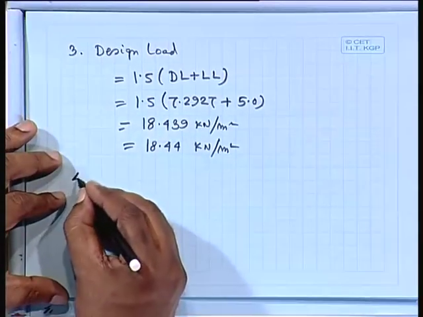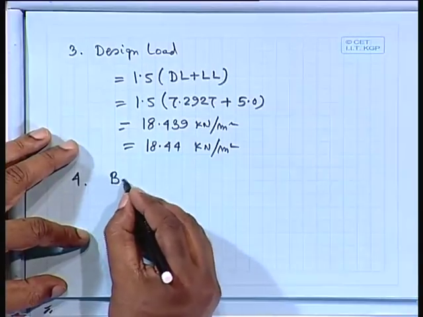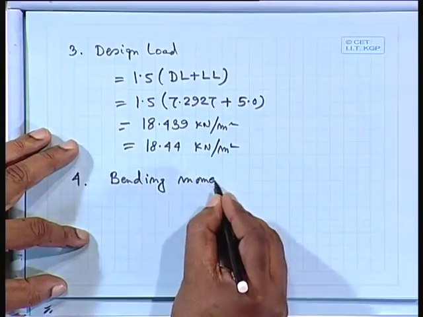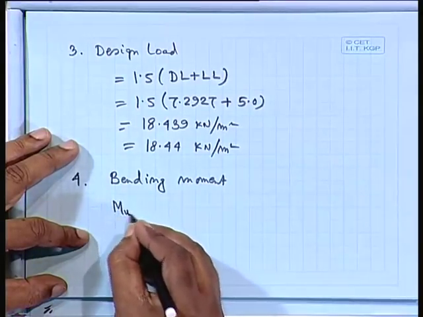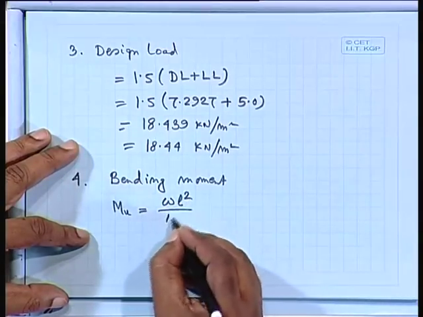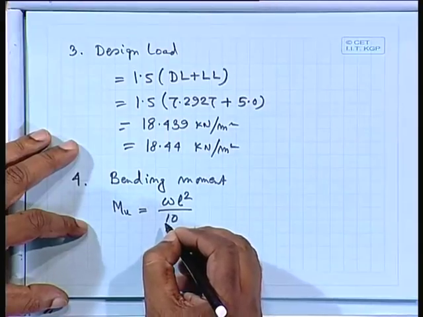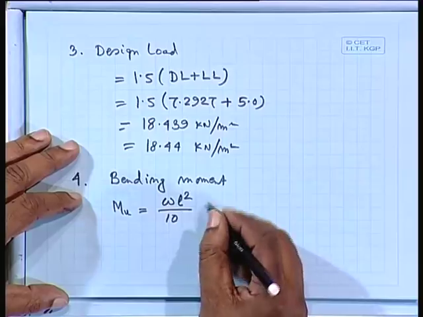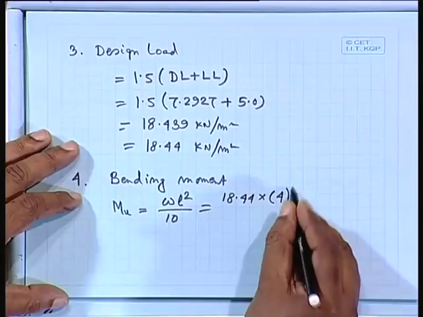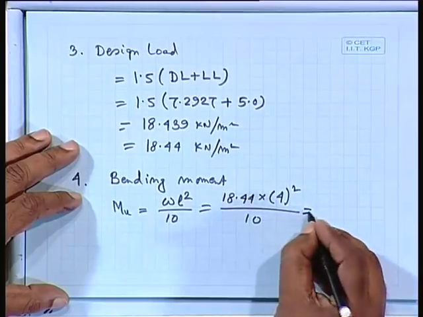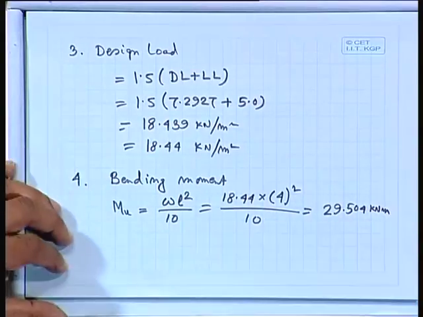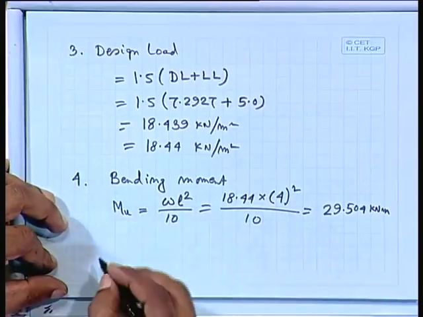What about the bending moment? Which is here Mu. Mu will be equal to W L square by 10. We shall take it not 8, W L square by 10, equal to 18.44 times the effective span 4 square by 10, which comes as 29.504 kilonewton meter. So we are getting this one.